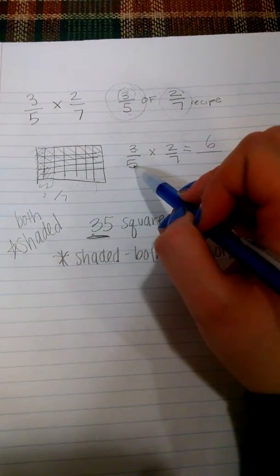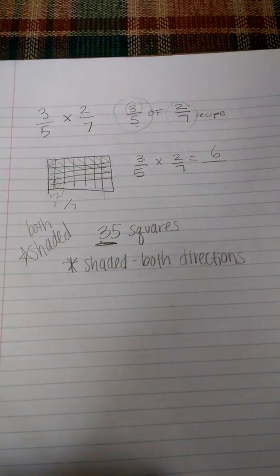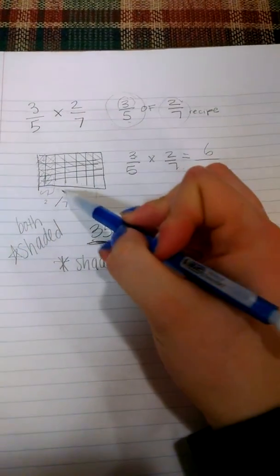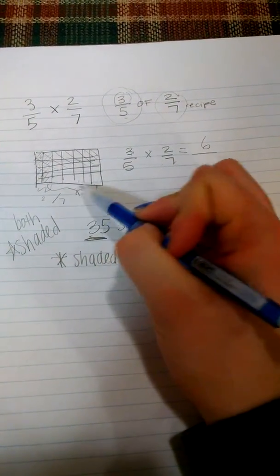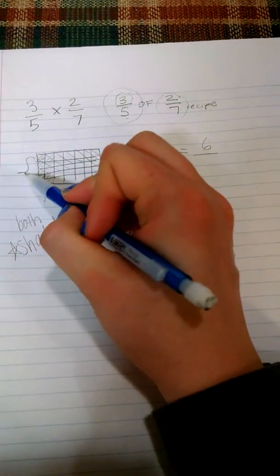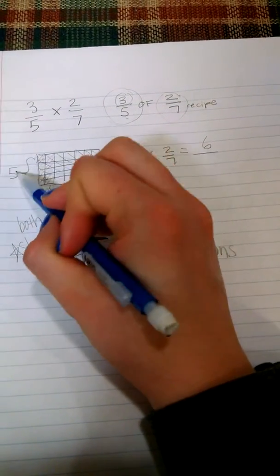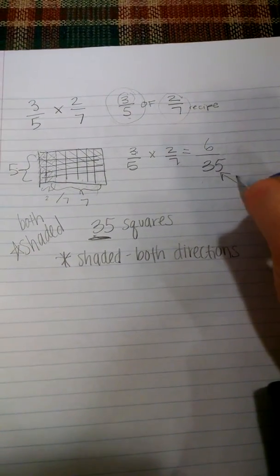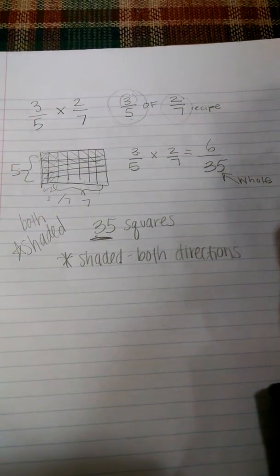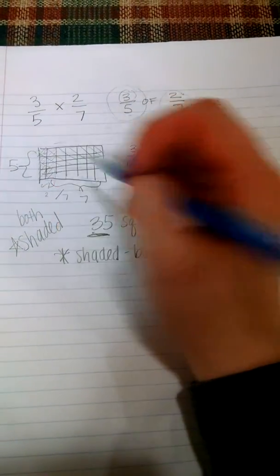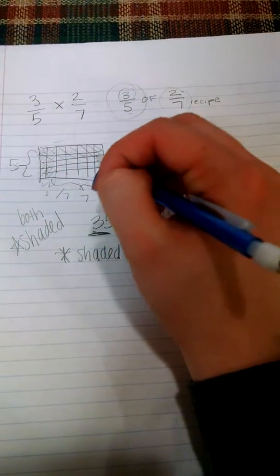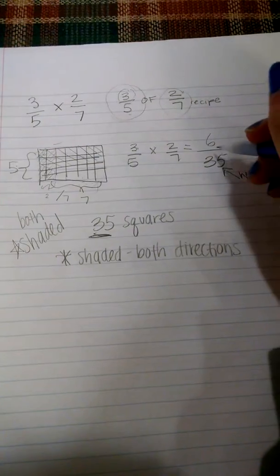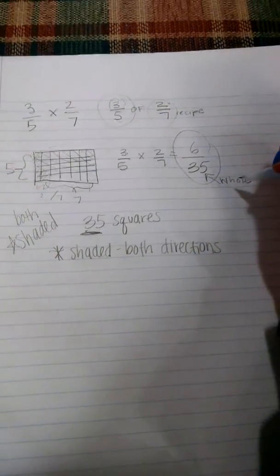Now, if you did 5 times 7, that would be like, if you would add up all these, you have 7. All these is 5. 5 times 7 is 35. And this is your whole, because you're looking at the whole thing right here, because you have 35 squares. All right, so 6 over 35 is how much sugar you would need.